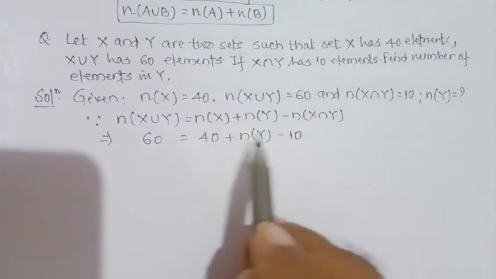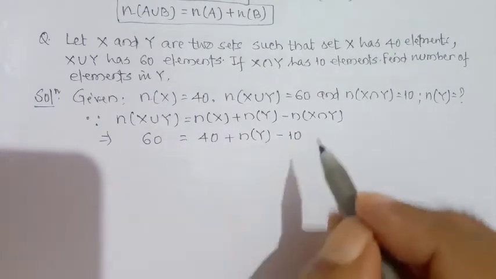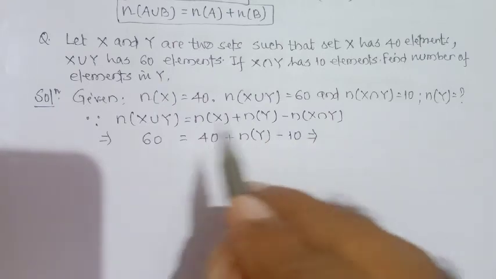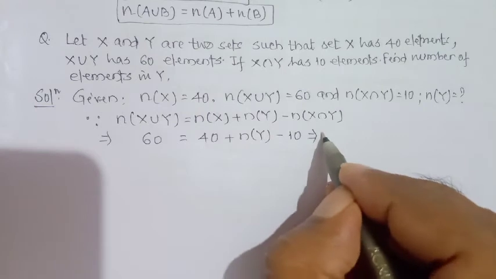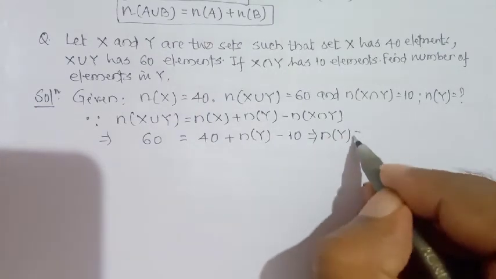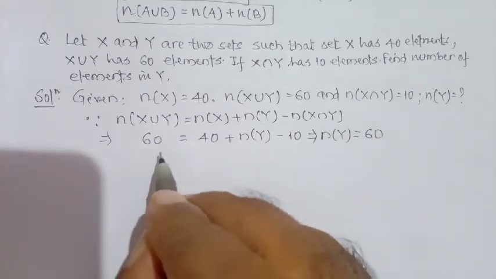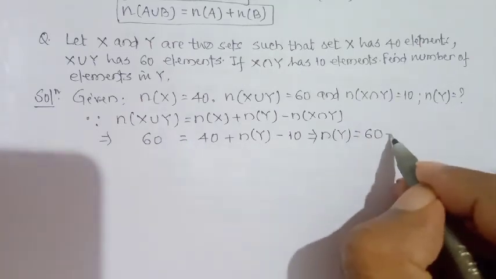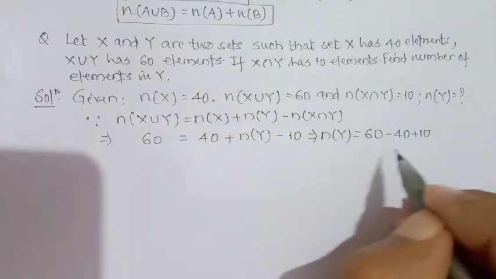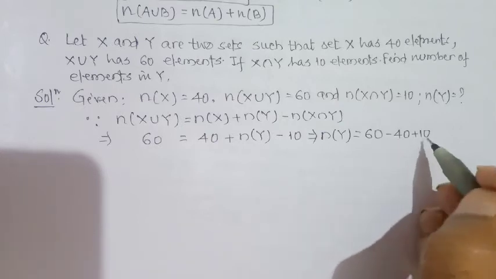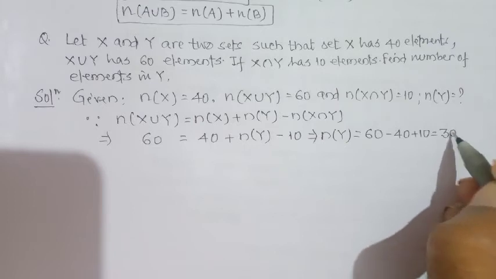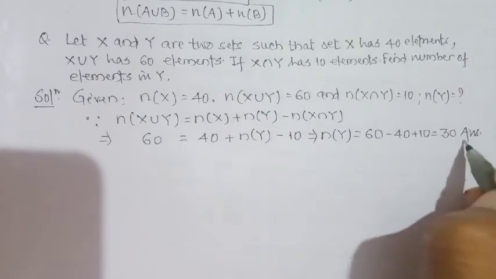Make these two terms into the left side. So moving 40 and 10 to the left side, on the right side we have number of elements of Y, and on the left side 60 is already here, 40 becomes negative, so minus 40, and plus 10, this becomes positive. So 20 plus 10 is 30. 30 is the number of elements of the set Y. This is your result.